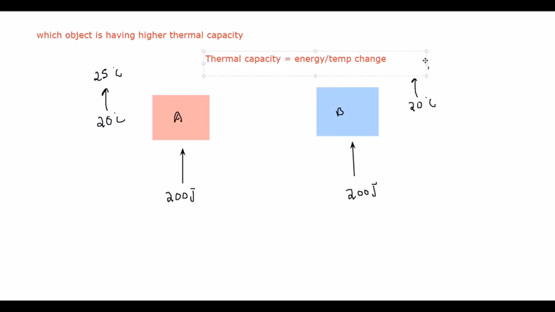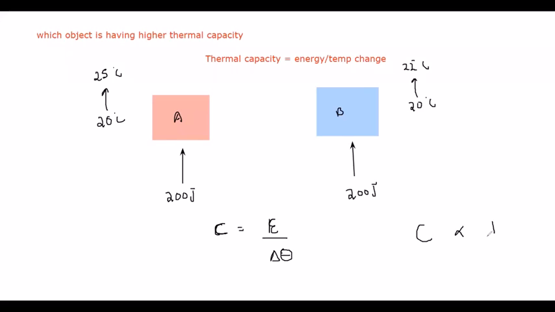So in this example, even without calculation, you can give the answer. How can you give the answer? Because you are supplying the same energy. So the formula is thermal capacity equals energy divided by temperature change. Energy is the same. Thermal capacity is in the numerator, on one side of the equals sign, and temperature change is on the other side, in the denominator. So what does it show? It shows they are inversely proportional.